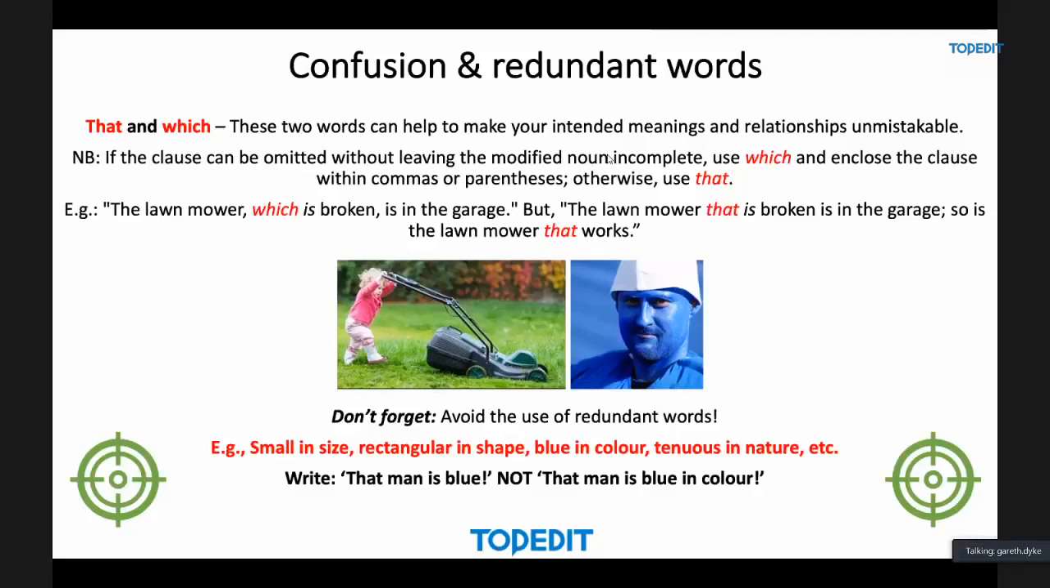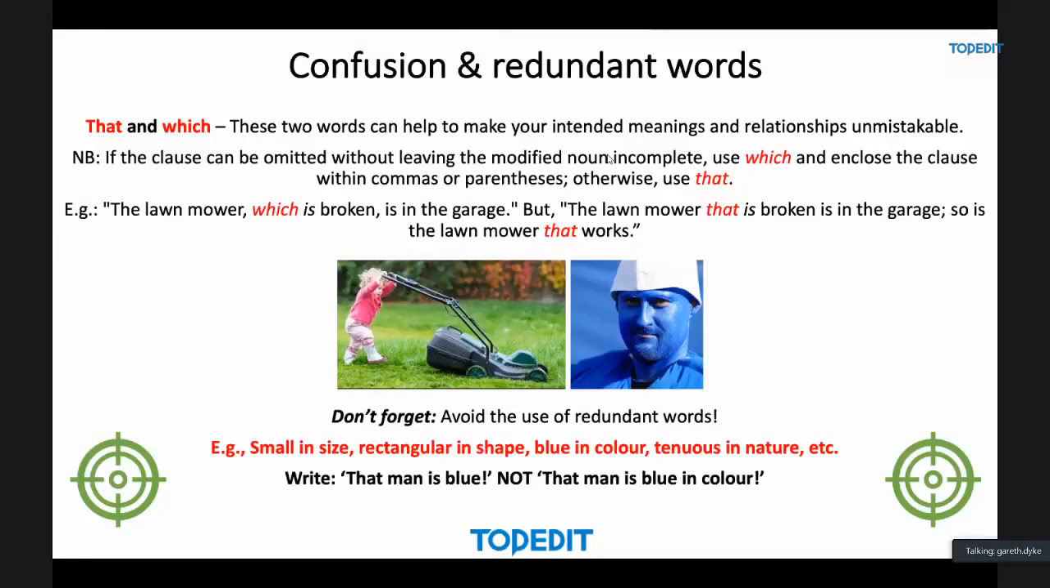So have a think about how you use words like that and which. The lawnmower which is broken is in the garage. The lawnmower that is broken is in the garage next to the one that works.